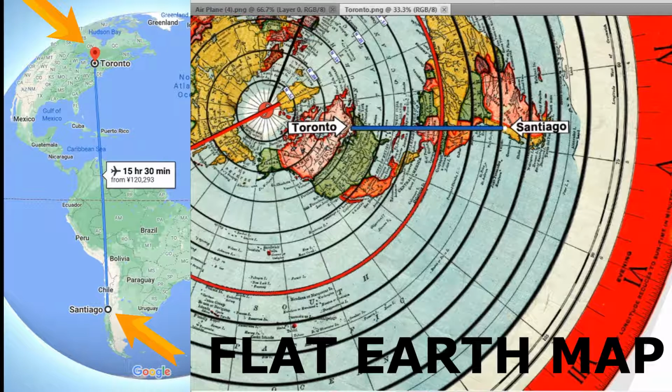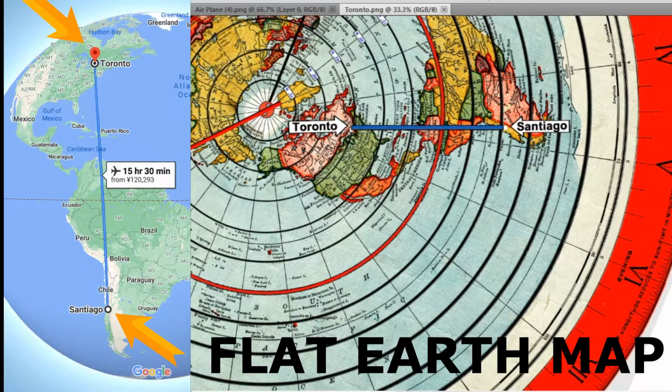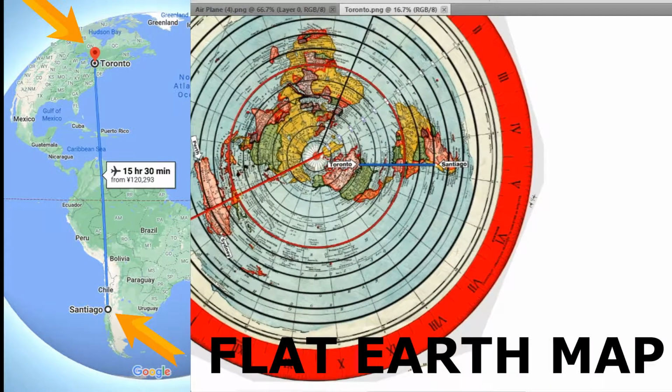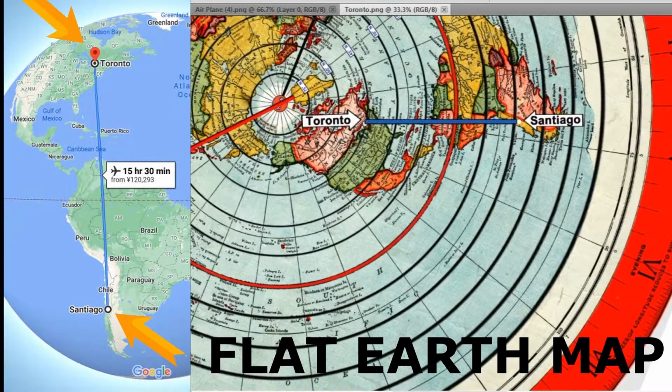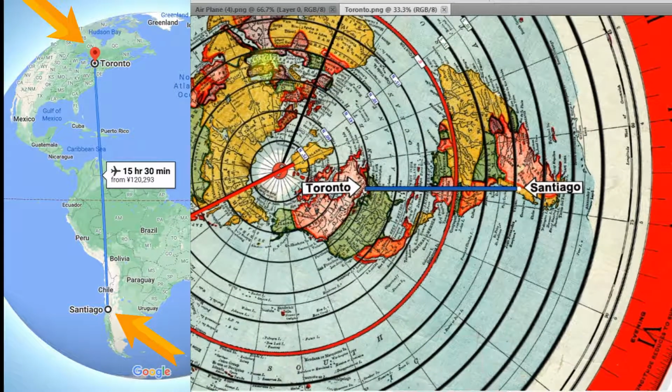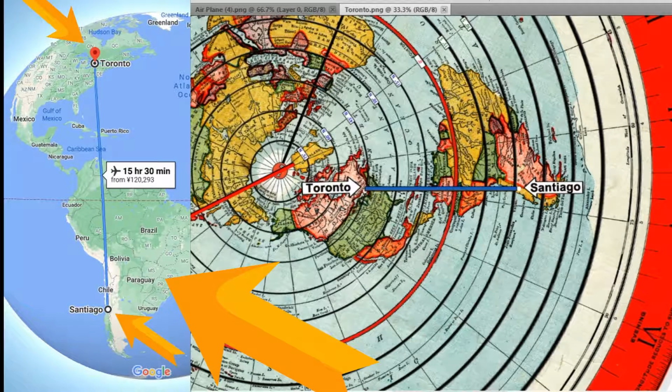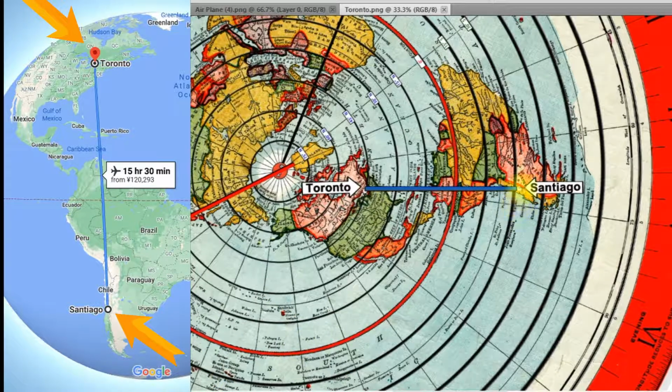Let's compare a flight going from Santiago in South America to Toronto, Canada in North America. Let's go to the flat Earth map. Let's consider this flight here. I have here the flat Earth map. And let's consider this flight here between Santiago, Chile and Toronto. On this side here, I'm going to show on the globe how this flight would look like on the globe Earth. So let's look at here, Santiago in Chile, Toronto, Canada.